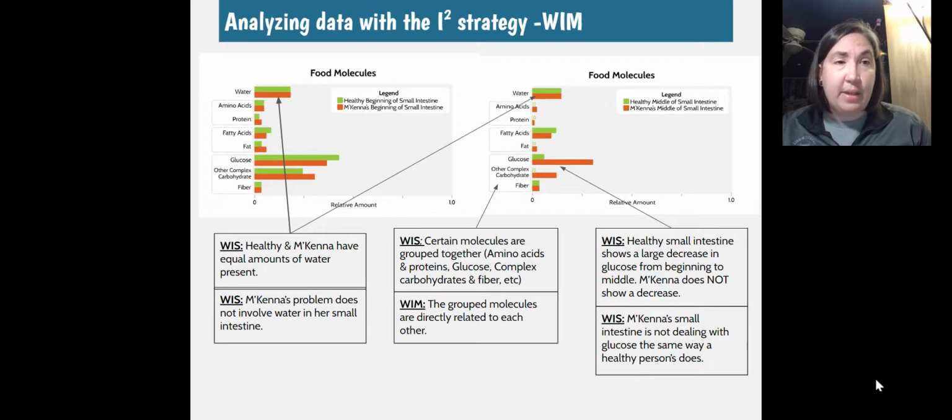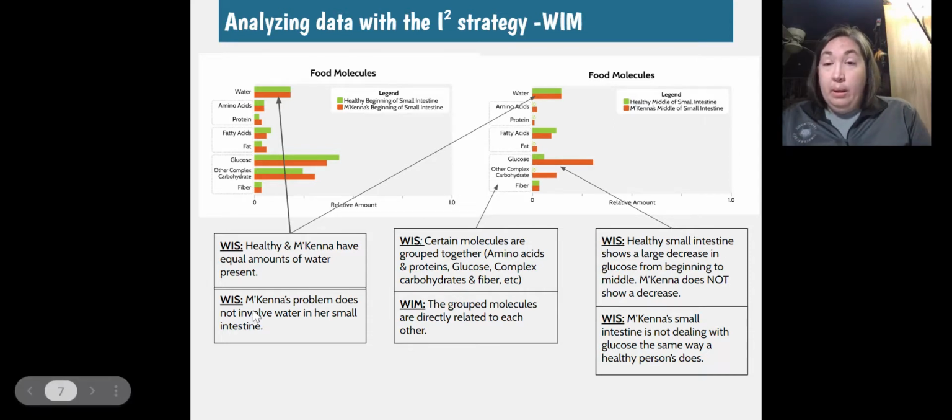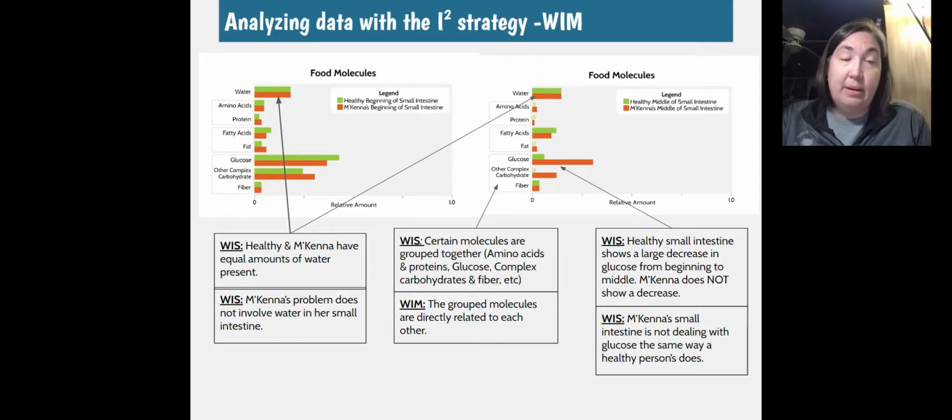All right, now let's do the what it means. So this is our interpretation piece. The healthy and McKenna have equal amounts of water present. A possible explanation would be that McKenna's problem does not involve the water in her small intestine. There doesn't seem to be a difference. So that is probably not where her health problems come from. For why our molecules are grouped together, they must be directly related to each other.